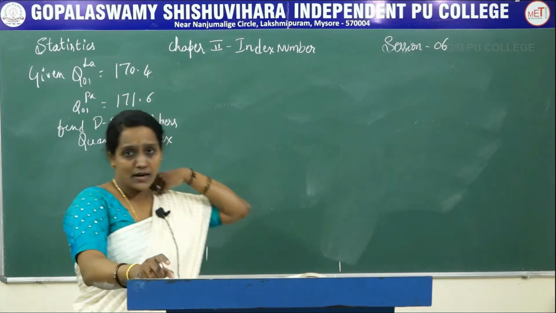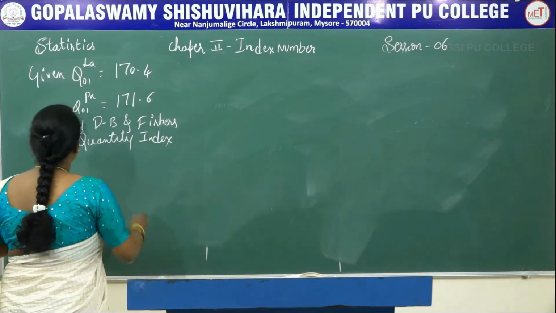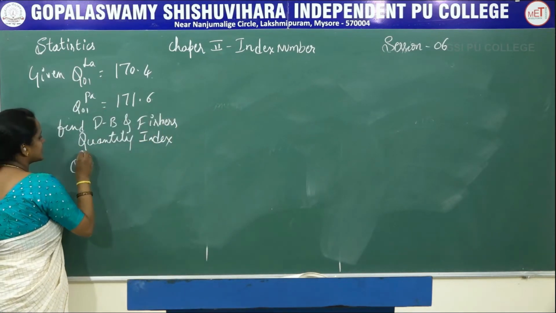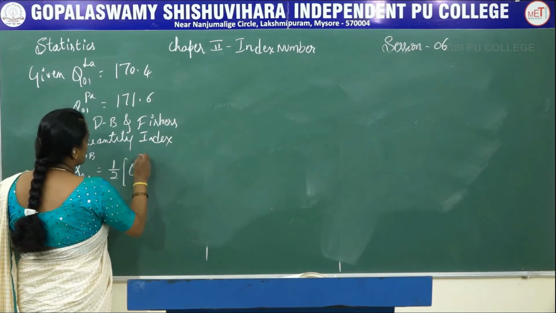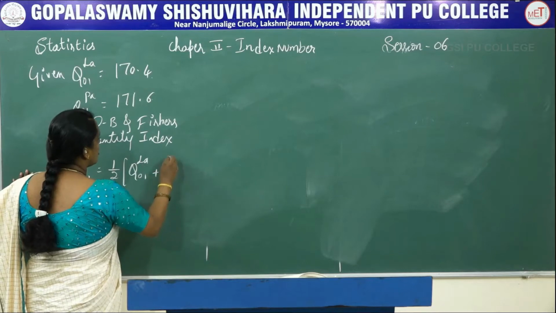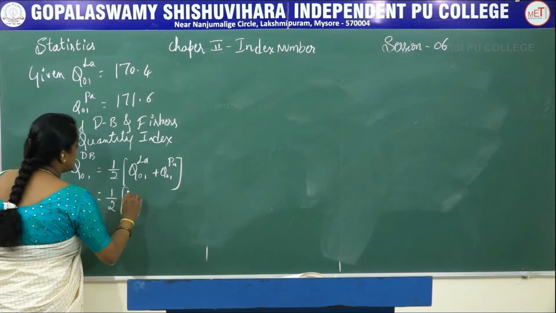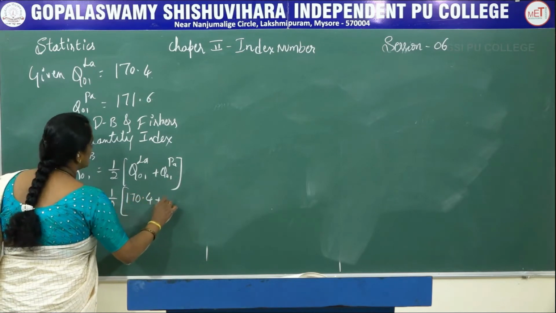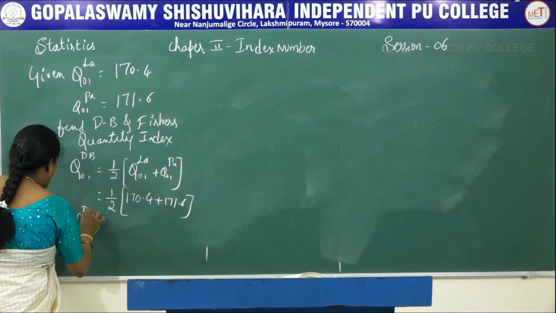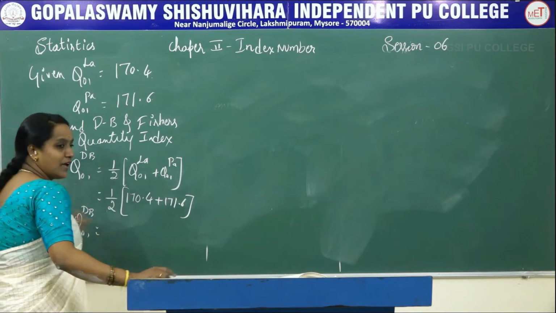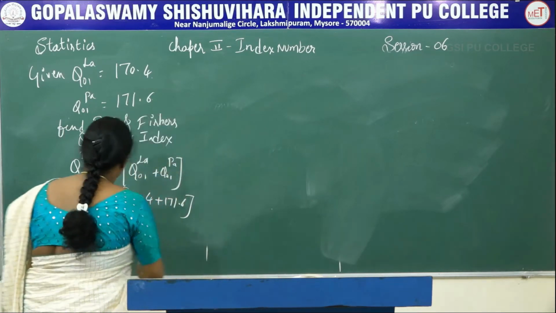We know the formula for Dorbish-Bowley using Laspeyres and Paasche. That is, to find quantity index of Dorbish-Bowley, this is 1 by 2 into Q01 of LA plus Q01 of PA. That is 1 by 2 into 170.4 plus 171.6. So Q01 of DB, that is Dorbish-Bowley, is 171.